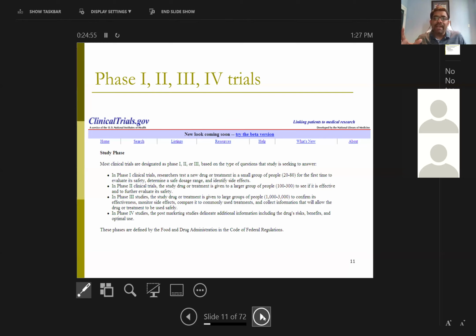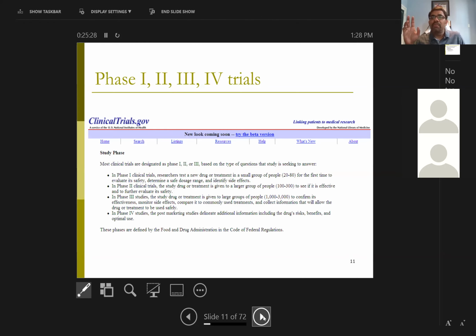Phase 2, a slightly larger group, maybe now you're reaching up to 100, to see whether there's some improvement in viral levels or blood pressure or whatever you're looking for, and to evaluate its safety. May or may not have a comparison group. Phase 3 is a real 2-arm parallel group randomized controlled trial, right? Large enough, you would be looking at both safety and effectiveness, and it's usually good enough to make a policy decision on whether to move ahead and recommend the drug or not.